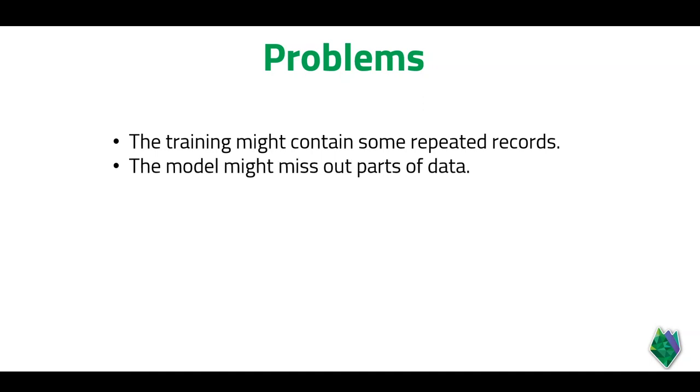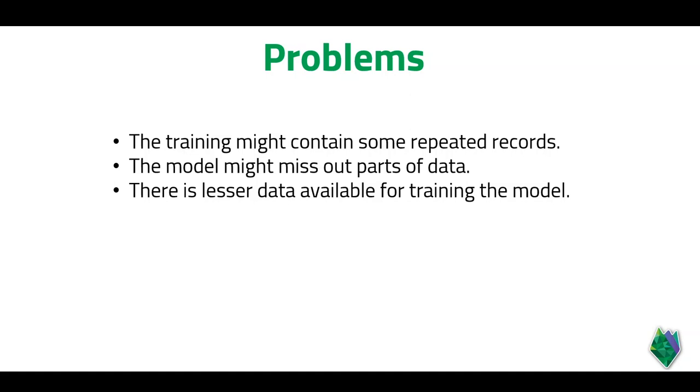Then we have another problem, which is that our model might miss out on some parts of the data. If you're talking about a classification task, we might miss out on some categories or classes that our model had to predict, but it was never able to see those parts of the data. And the final one is that since we're using some ratio to split our data set, we might get less data for our model to train on, and that's exactly why we are very likely to get a lesser accuracy score using the train test split function.